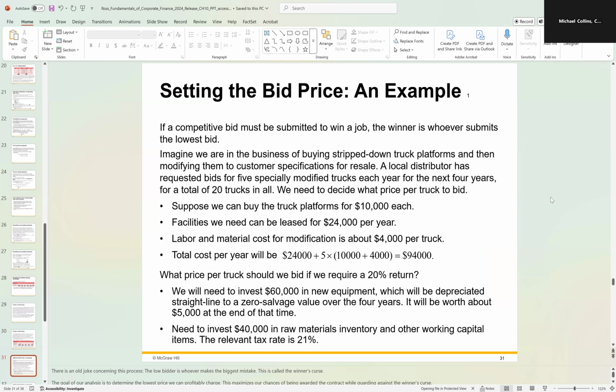Setting a bid price. If a competitive bid must be submitted to win a job, the winner who submits the lowest bid wins. Imagine we're in a business buying stripped down truck platforms and then modifying them to customer specifications retail. We won't focus on the details here, but let's get into the numbers. Suppose that we can buy the truck platform for 10 grand. Facilities can be leased for 24,000 a year. Labor and materials, 4,000 per truck. Total cost per year will be 24 plus 5 times the 10,000 plus the 4,000 equals $94,000. What price per truck should we bid if we require a 20% return?